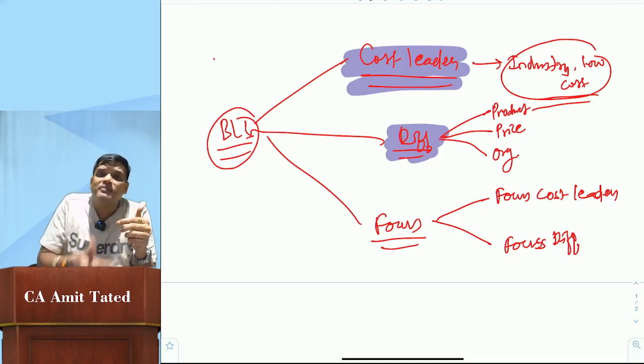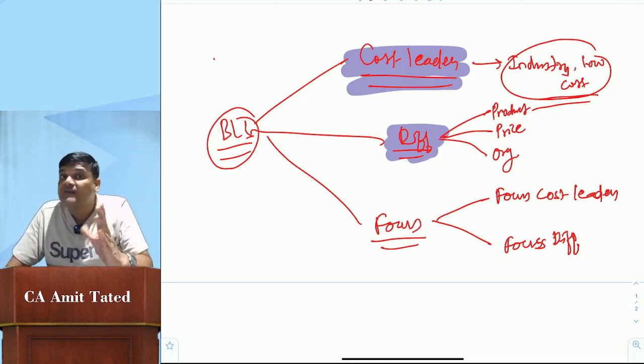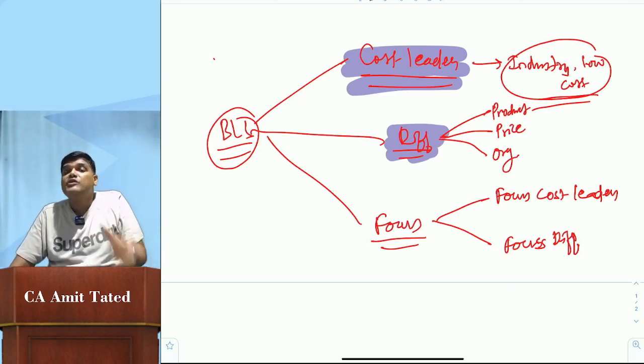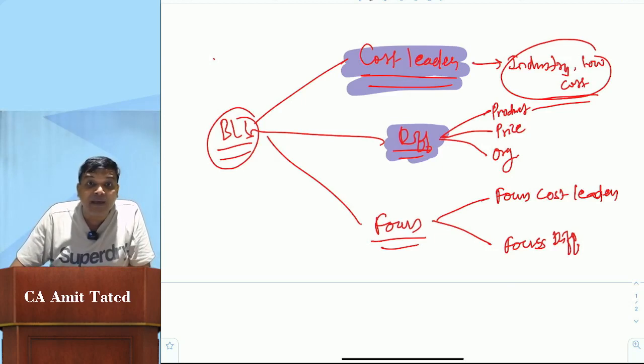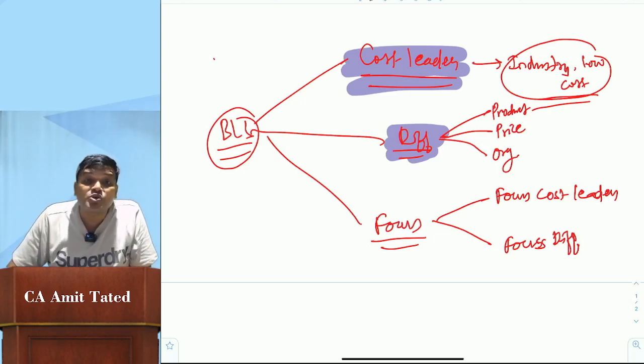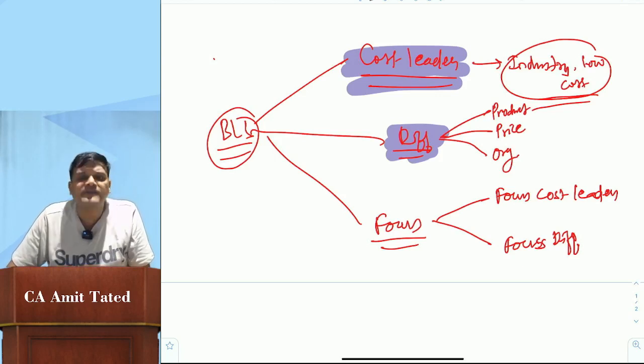But if Jaguar and BMW have the same features and BMW is lowest in cost, I prefer BMW. Now this is called price differentiation. Meaning you are charging a premium price, but based on price, the customer selected the other product. That is called price differentiation. Are you getting the point? Why is the customer selecting you? Because there is a price differentiation.